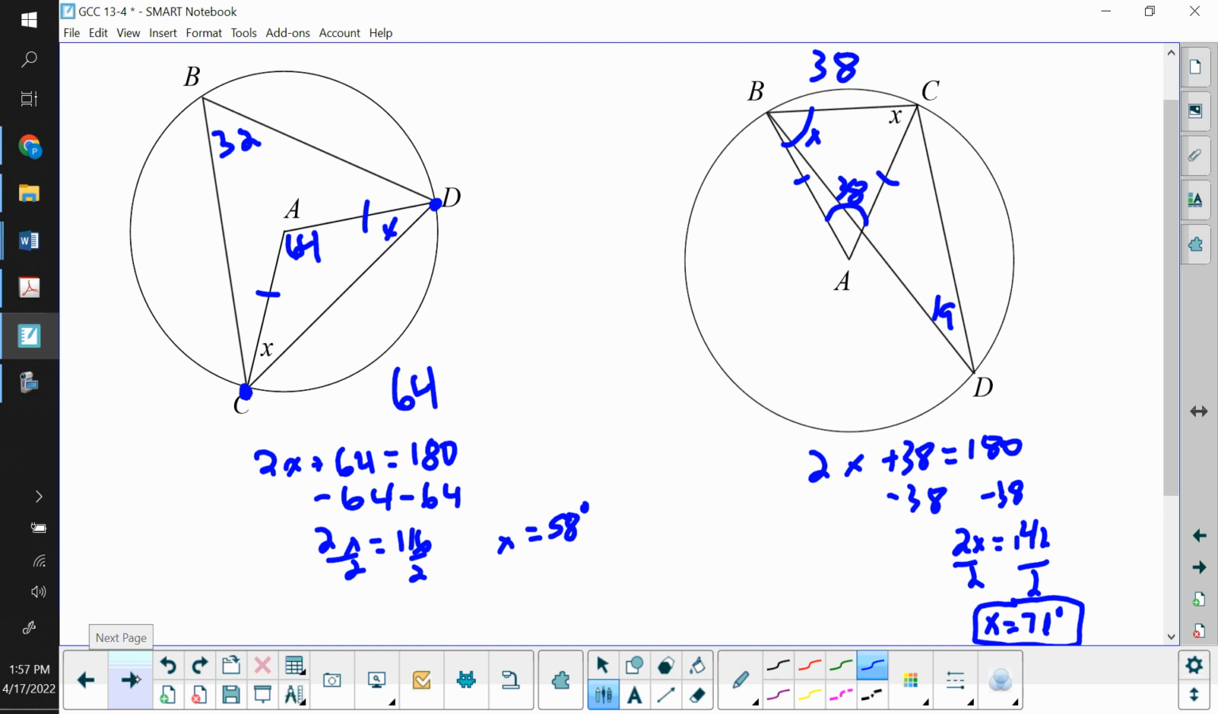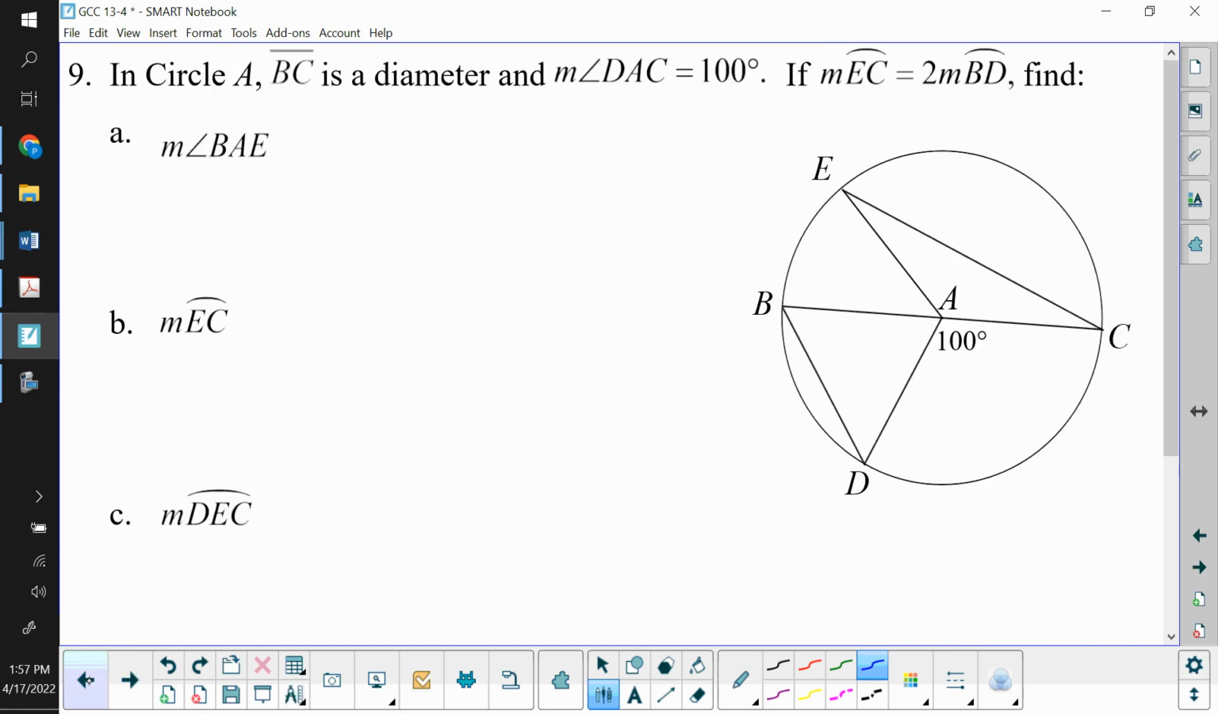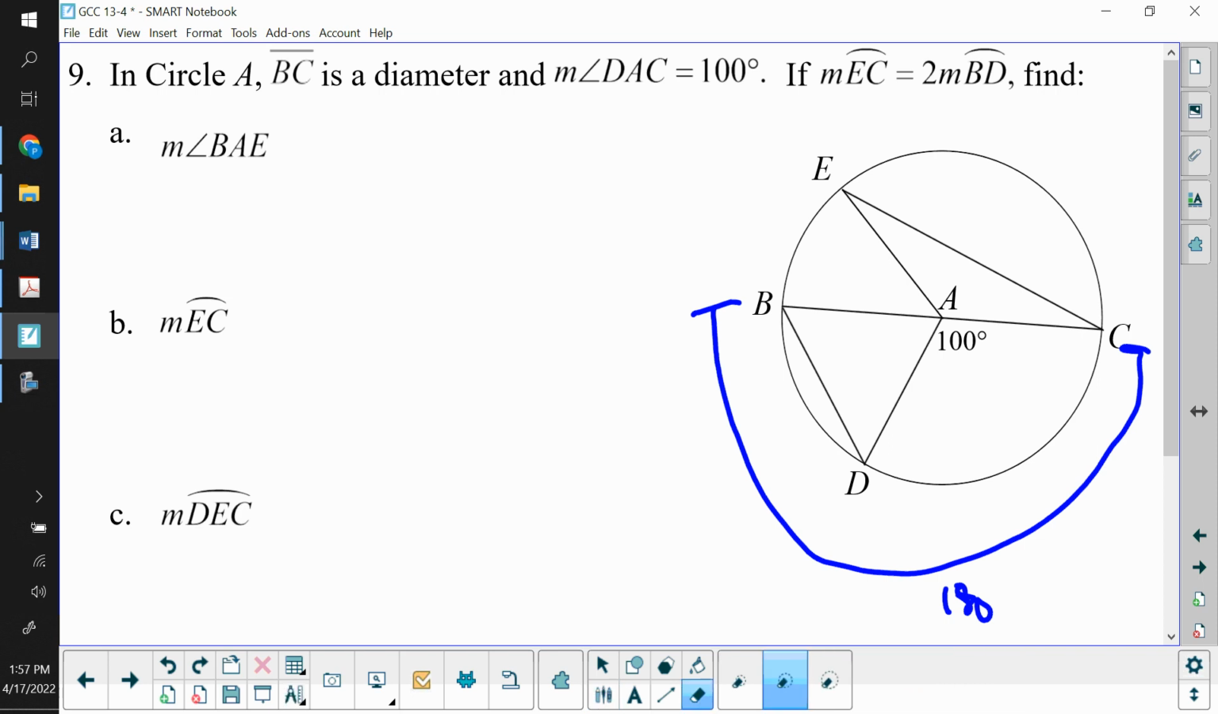All right, our last problem for this video. We've got circle A. So the connection we have to make from circle A is that the name of the circle is its center. So that implies A is our center. BC is a diameter. Whenever they tell you have a diameter, keep in mind that tells you all this is 180, and the top half would also be 180.